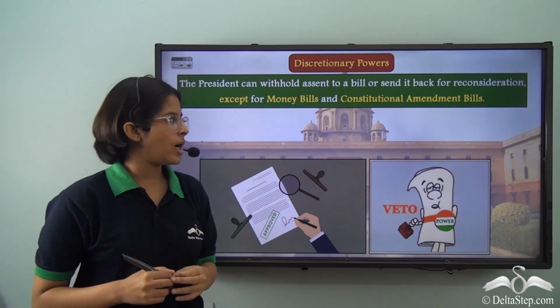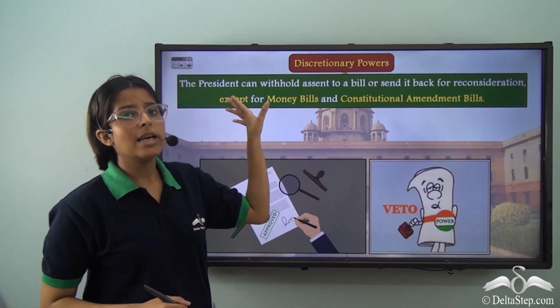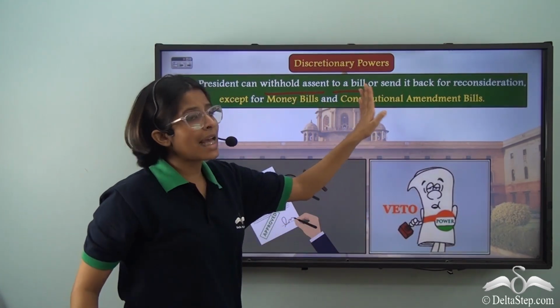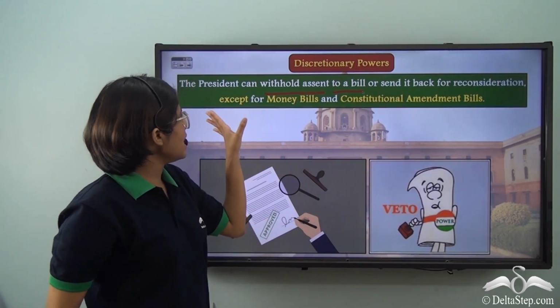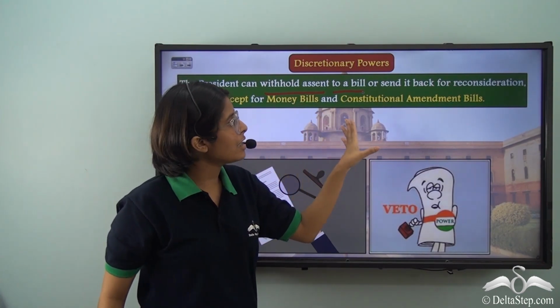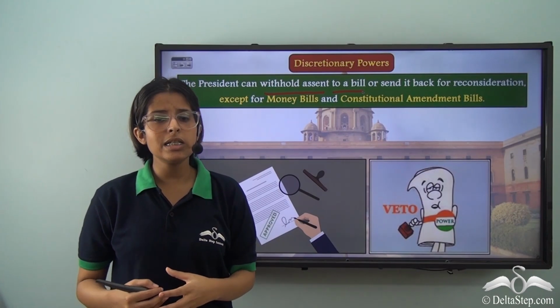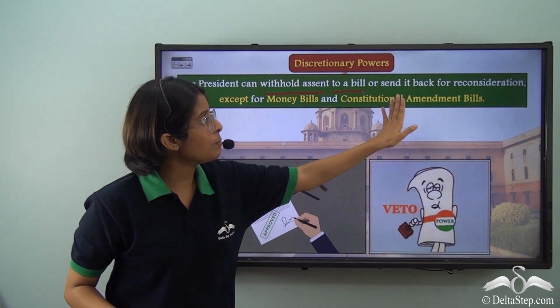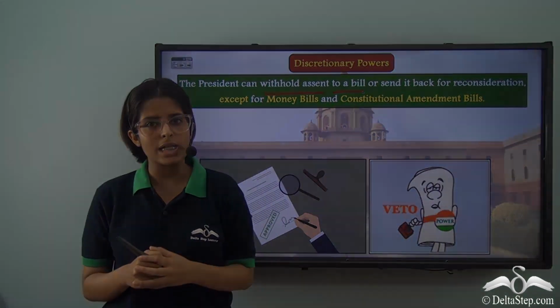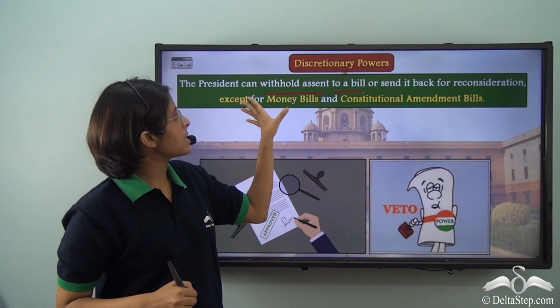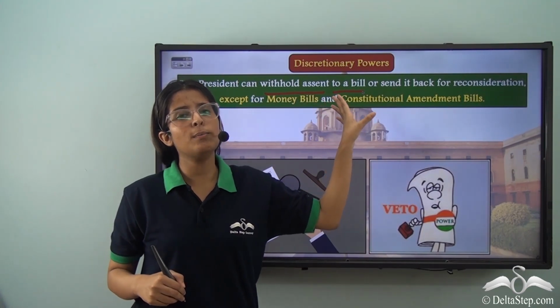So, the first one is that the president can withhold assent to a bill or send it back for reconsideration except for money bills and constitution amendment bills. So, as we've studied, the president can send a bill back for reconsideration once. But let us understand the first part. That is, the president can withhold assent to a bill.